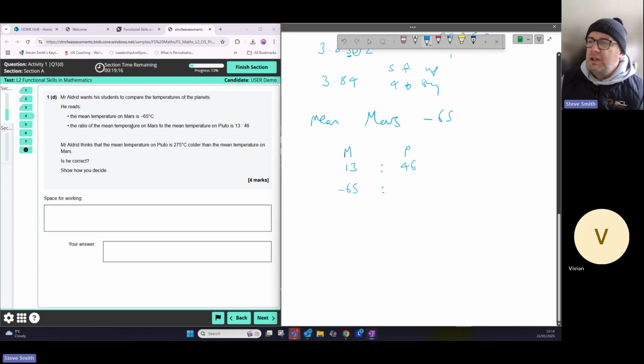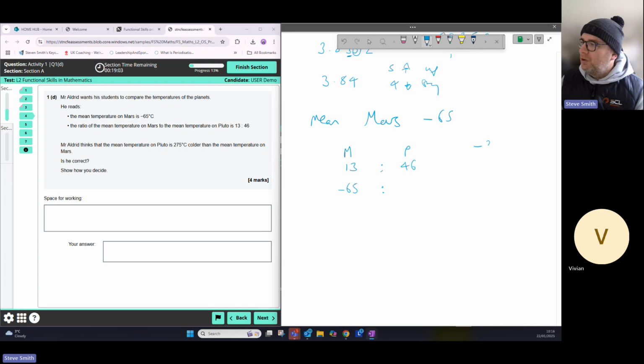And it says here, Mr. Aldridge thinks that the mean temperature on Pluto is 275 degrees colder than the mean temperature on Mars. So 275 degrees colder than that would be literally -275 and then 65, add them together. And if you look at that, that becomes, what is that? That's a 0, 1, that's 13, that's 14. So he's saying it's going to be minus 340 degrees on Pluto. That's what we're looking at.